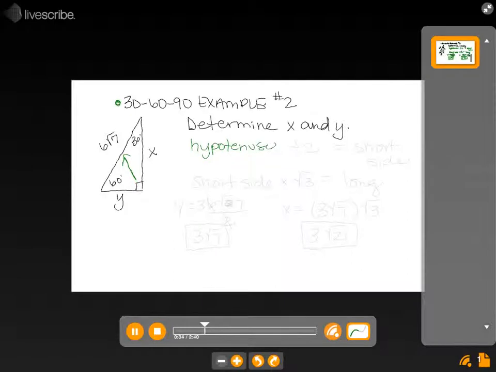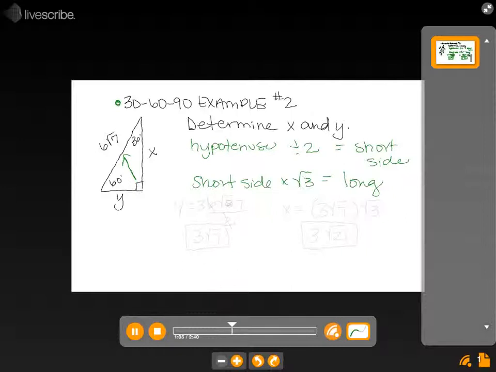Now, if we're given the hypotenuse, we need to find the short side first. And to do that, we divide by 2. That gives us the short side. Once we have the short side, to get the long side, we take the short side times root 3. Okay? So we have to find the short side first when we're given the hypotenuse. So we're going to start with the hypotenuse.